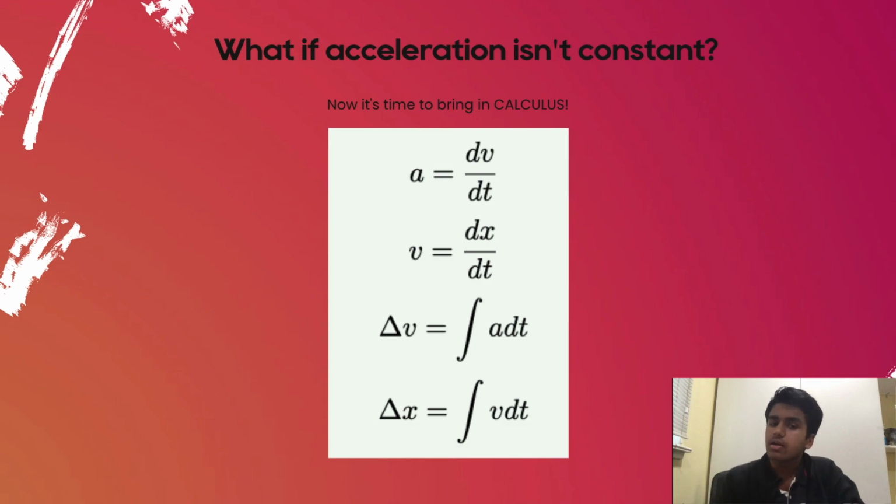For example, dv over dt is acceleration. This is useful if you want the acceleration at a very specific point in time. And then the derivative of the position with respect to time is velocity. And if you integrate acceleration with respect to time, you get your change in velocity. And if you integrate velocity with respect to time, you get your change in position.